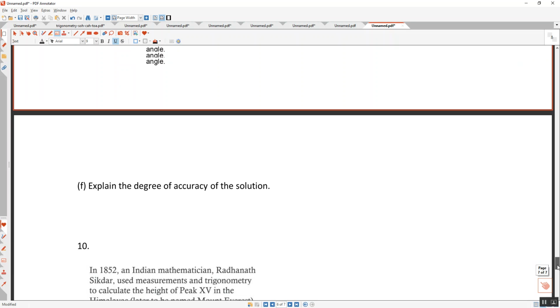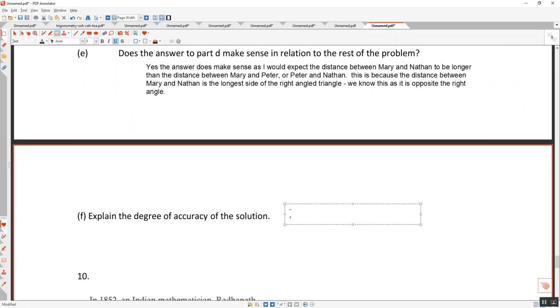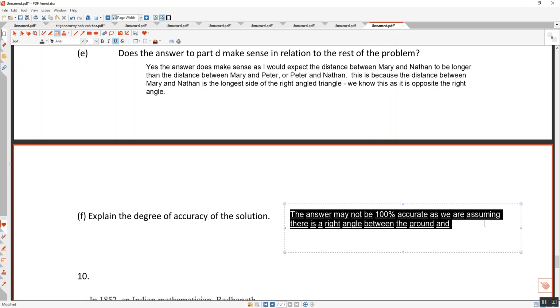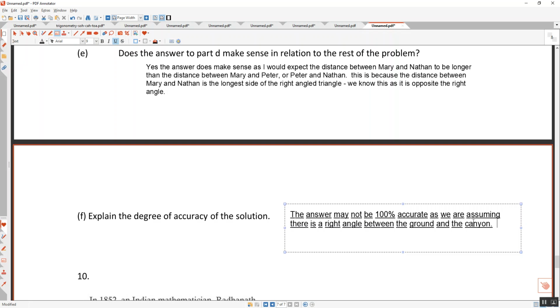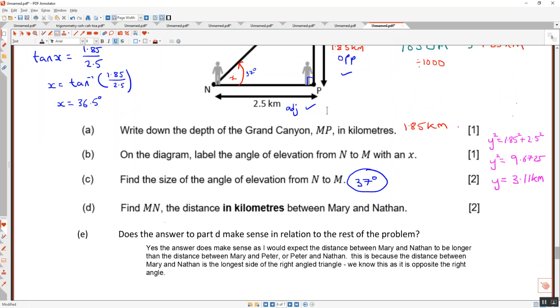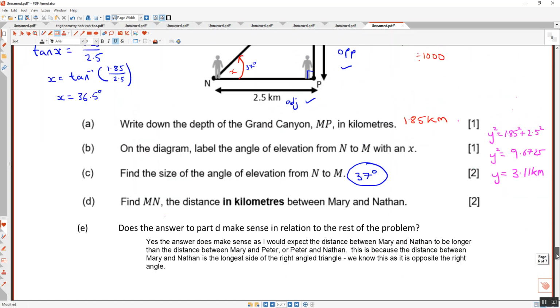Okay, last, explain the degree of accuracy. So this, I want to put something along the lines of the answer may not be 100% accurate, as we are assuming there is a right angle between the ground and the canyon. Okay, so we're assuming that this is a right angle. In reality, it is probably not.